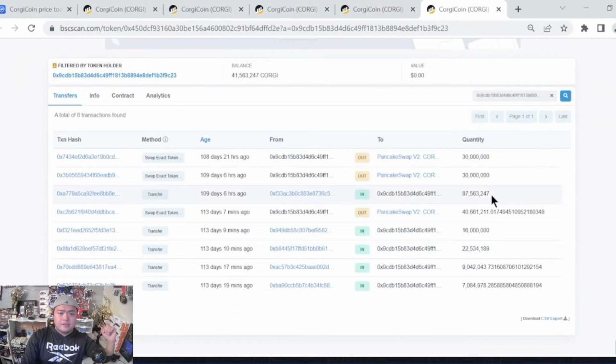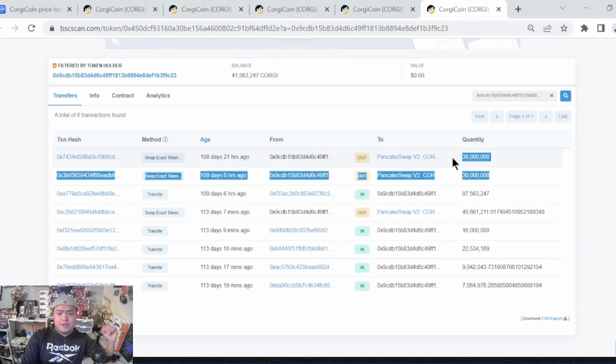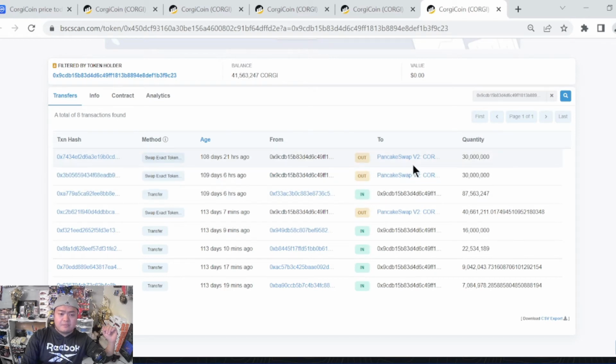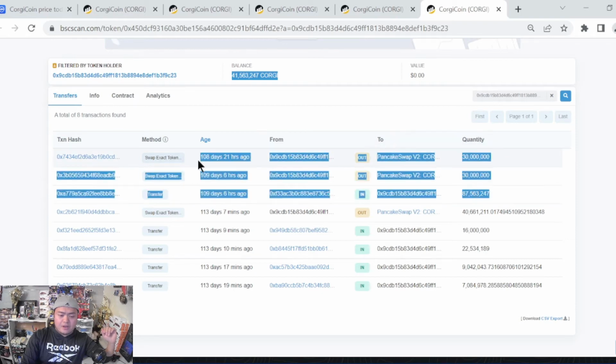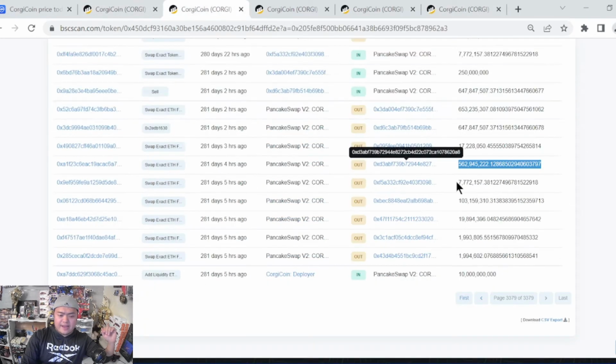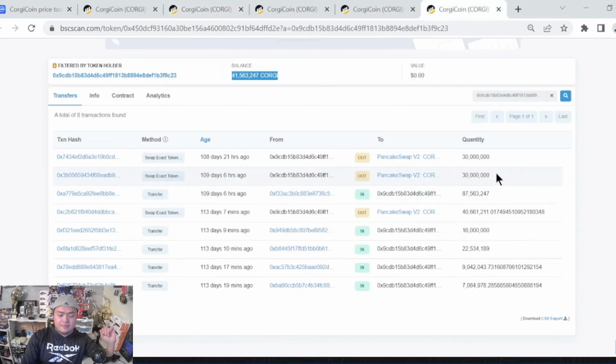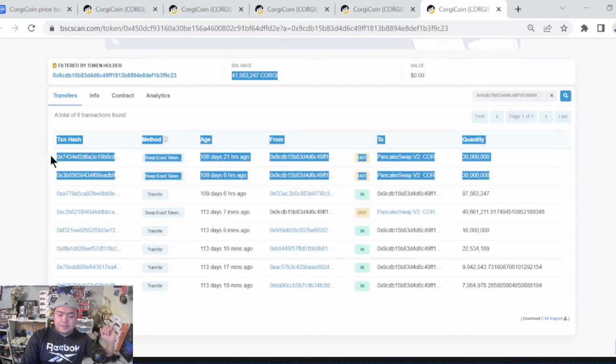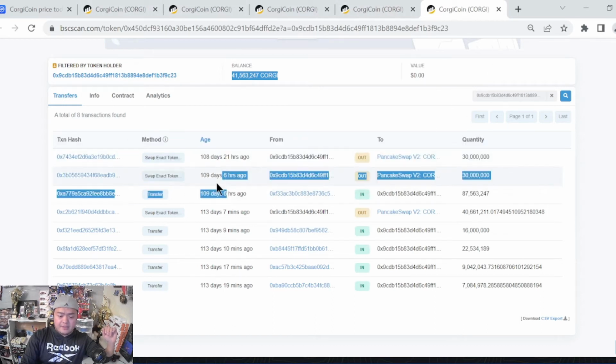All right, so right here, we see that the 87 million got deposited, or it came into that account right here. And right away, right after that, we see two sales of 30 million each that happened on PancakeSwap. This account still holds 41 million Corgi token, but this is alarming because when we look at the origination of this token, it came from an account that was a part of the early adopters or early developers or founders of the Corgi project. So 60 million in total of this supply on this account was dumped on the market. And again, that was done 108 days ago.